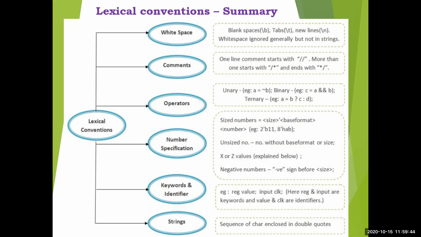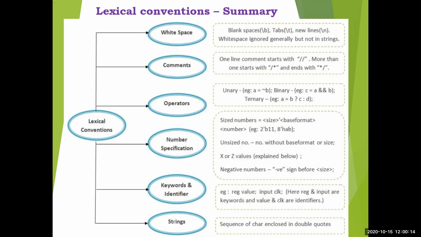Then we have taken number specification, which is very important here. So how do we represent a number in Verilog? In C we will straight away write 11 or whatever, but here some convention is there. You have size, base format and number. Then unsized numbers, where there is no base format or no size. And how we use X or Z values and negative numbers. All these we have covered in number specifications.